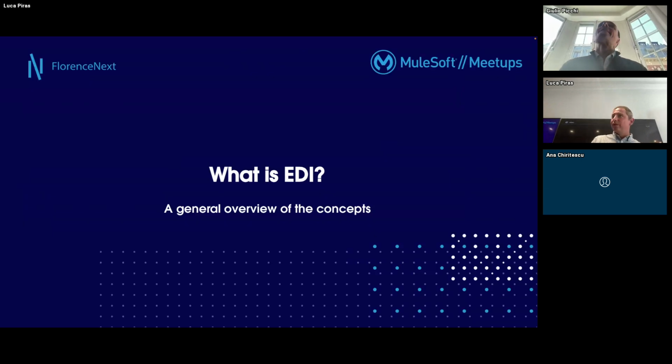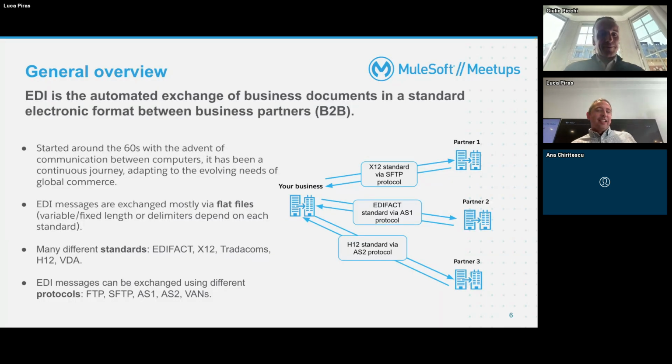So, what is EDI? How many of you know what EDI is? Someone. That's good. EDI is an automated exchange of business documents and standards. The main concept when we talk about EDI is that we need to distinguish between standards, which is basically the content of the message, what we are putting inside our messages, and the protocols. When we talk about protocols, we are talking about how we exchange them, so the transport method.